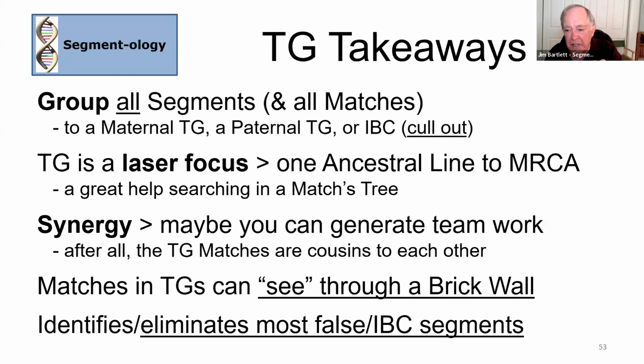The third cousins I knew about, the other people that I didn't know about, I went and looked at those trees, and they had a consensus of one surname. Well, that was the surname that would have been on the other side of the MRCA. And I've done that a couple of times now, figured out the other side of a brick wall, because the DNA goes through the brick wall and it eliminates most of your bad segments.